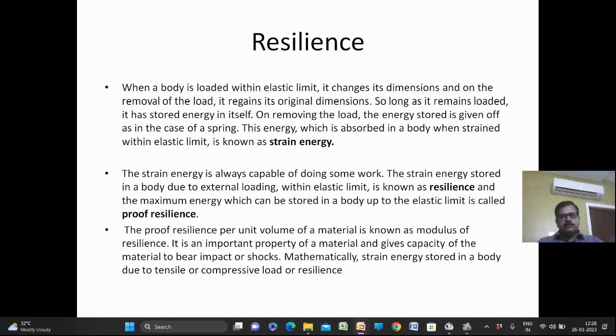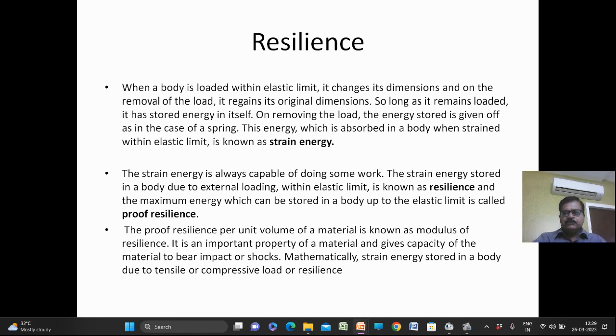The proof resilience per unit volume of material is known as the modulus of resilience, and it is a very important property for a material which gives the capacity of the material to bear impact or shocks. So this is a very important parameter in designing of elements which are subjected to shock loads or which are subjected to loads falling from a certain height.